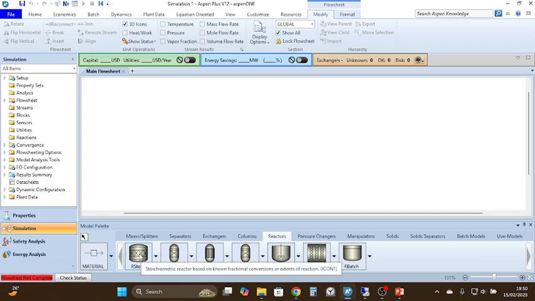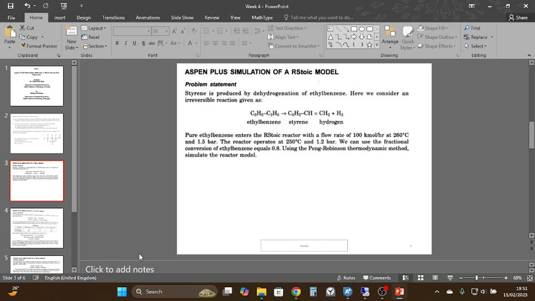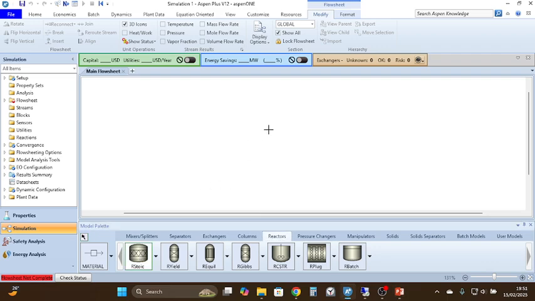What is R-Stoic? It is a stoichiometric reactor based on fractional conversion or extent of reaction. So what is a stoichiometric reaction? When the stoichiometric coefficients of the reaction are unity, that is 1, we call it a stoichiometric reaction. So from the R-Stoic reactor, we are going to keep it over here. So material stream, it is a very simplified reactor. This is the feed stream coming in and this is the product stream going out.